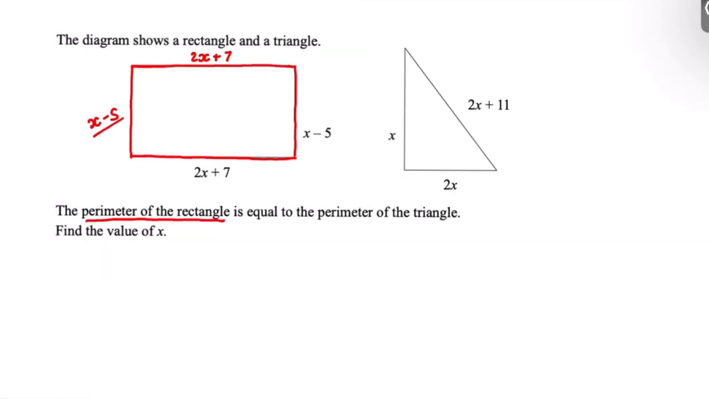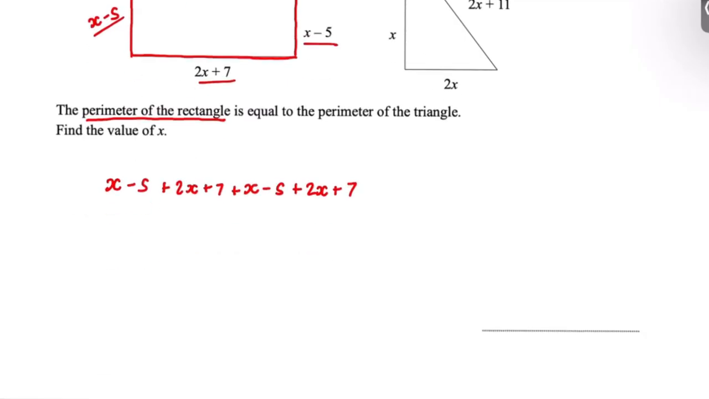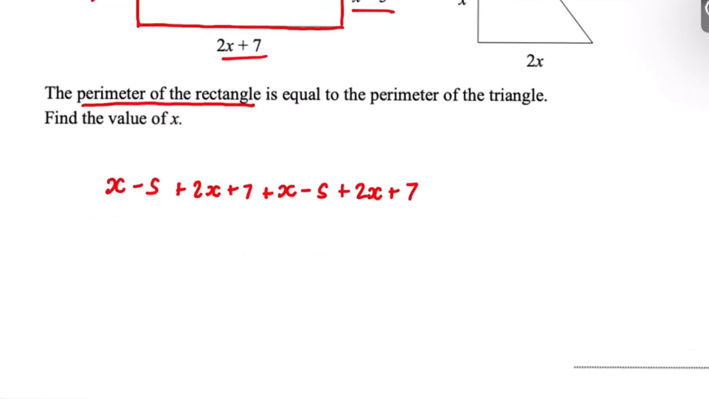So the first side over here is x minus 5. Then we need to add 2x plus 7. Then we need to add this side, which is x minus 5, add x minus 5. Then we need to add this side, which is 2x plus 7, so add 2x plus 7. So we're just adding the lengths of all the sides because it's a rectangle and we want to work out the perimeter for it. Okay, so let's collect like terms.